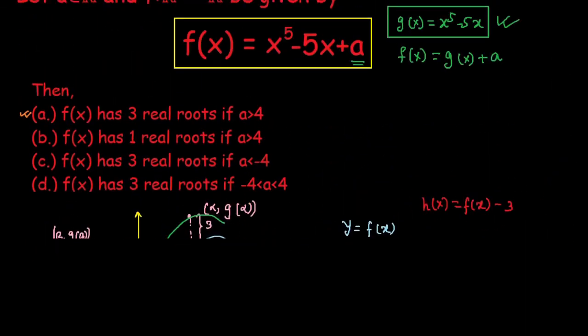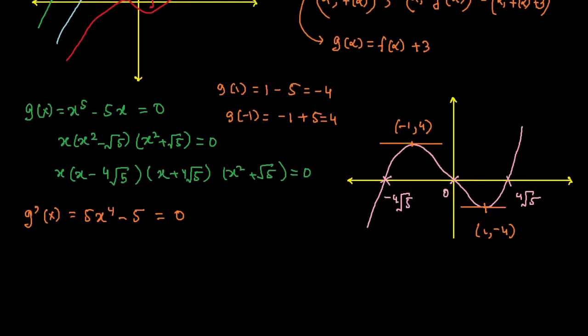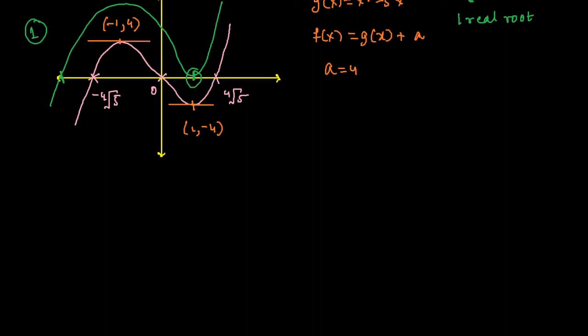And if you look at the options carefully, this option is not true. So if f of x has 1 real root, it must be root, should not be roots, if a is greater than 4. Now if a is less than minus 4, let's see what happens. Try to understand, the same thing will happen.